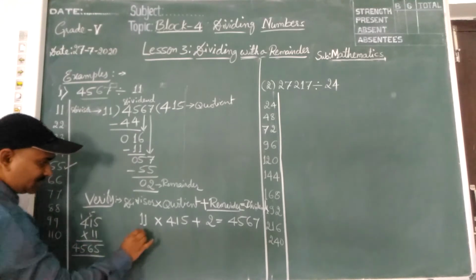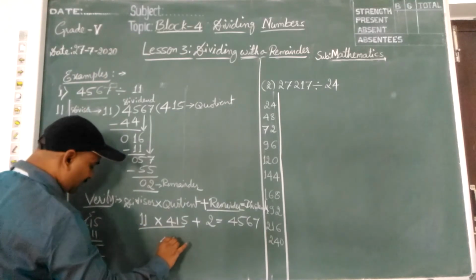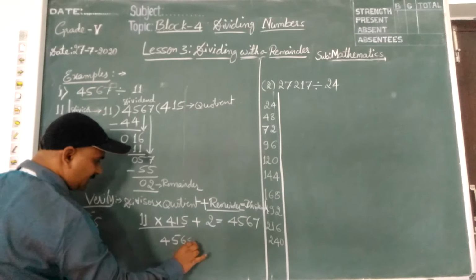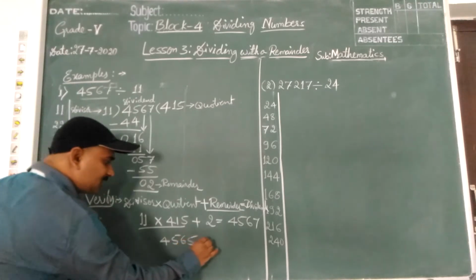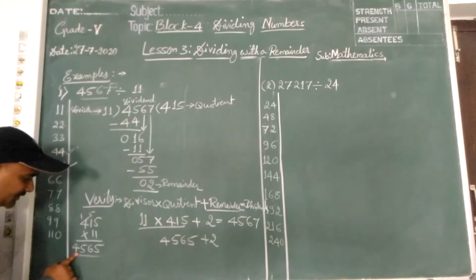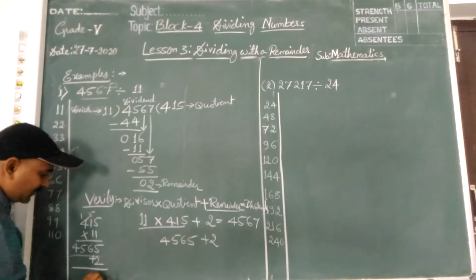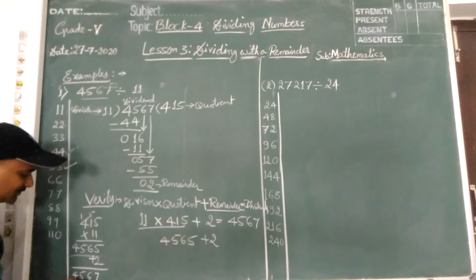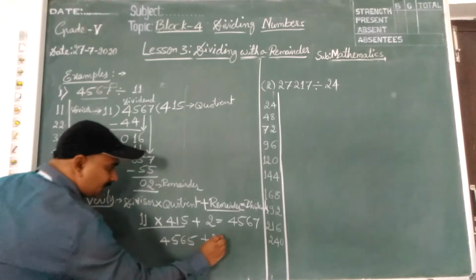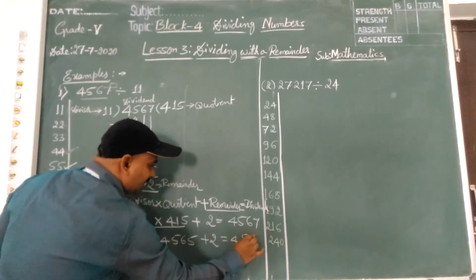So this multiplication answer is 4565 plus 2. We add the 2 remainder to 4565, so you will get 4567. This you keep as it is.